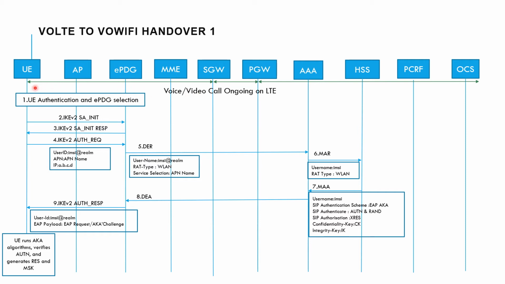So initially our call is in VoLTE. A VoLTE call is basically set up using three bearers. First one is from the UE to the S gateway. Then we have the bearer from S gateway to P gateway, and then we have the bearer from the P gateway to the internet, which is our external internet. So these three bearers are there.